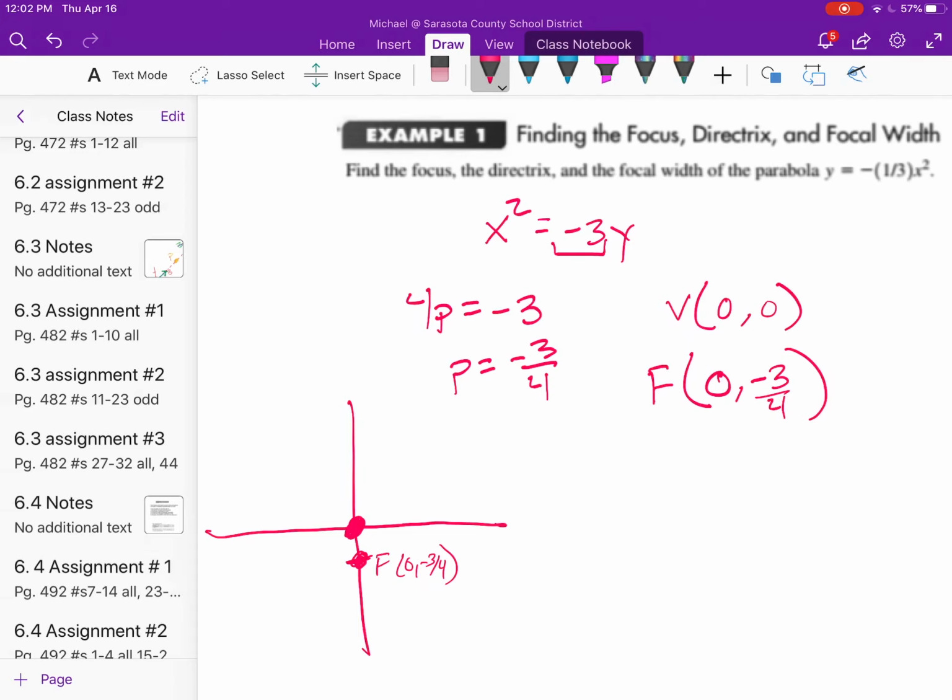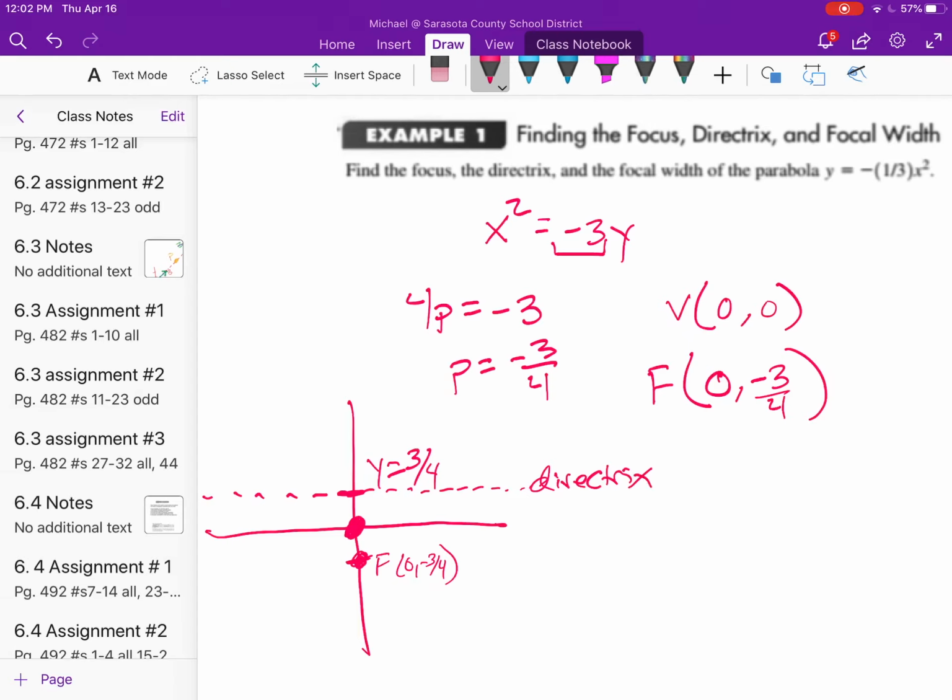Now, this is real simple when the origin is the vertex. It's just going to be on the opposite side. So it's going to be right here at the line of y equals 3/4. So this guy here is our directrix.